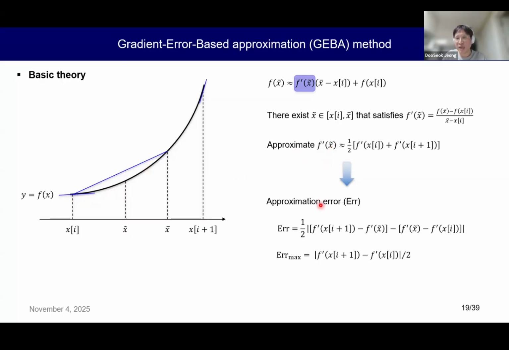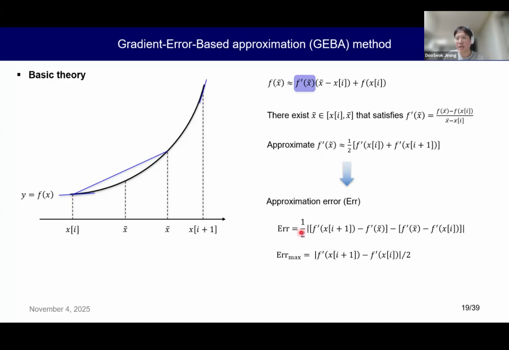And of course, there is an approximation error, right? Because we are not going to use the gradient value exactly at this point, because we don't know this point exactly. So instead, we have an approximation error. You approximate it this way because this is not precise, so you have this much approximation error. And the maximum error is when this x tilde is the same as xi.